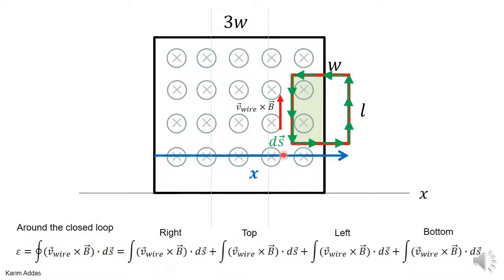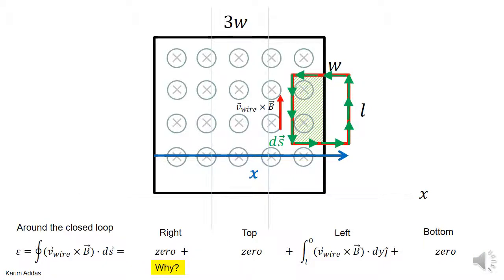So what about when the loop exits the region? Again, write it in terms of four terms. The top and the bottom terms, we know they're going to be 0 because the ds vectors are perpendicular to v_wire cross B. And the right side is now in a region where there's no magnetic field, so B is 0 everywhere on the right. So the only term that will give a contribution is the left side. We write again the ds as dy j-hat, and we integrate on the left side from L to 0. We're going from here to here, so we get from L to 0.